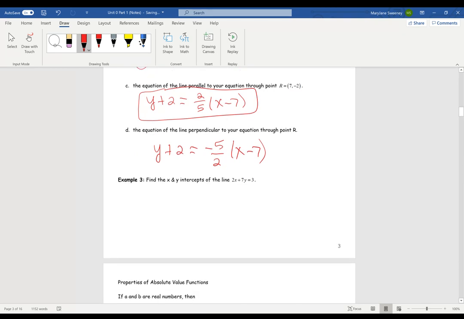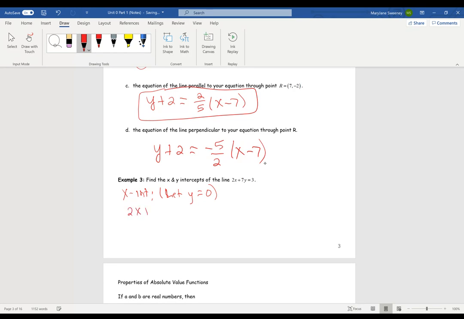Okay, x-intercepts and y-intercepts. Now, for the y-intercept, we said before we could solve this equation for y. But another way to do it, to get an x-intercept, we're going to say let y equal 0. That's what an x-intercept is. An x-intercept is where a line crosses the x-axis. So that means its y value is 0.